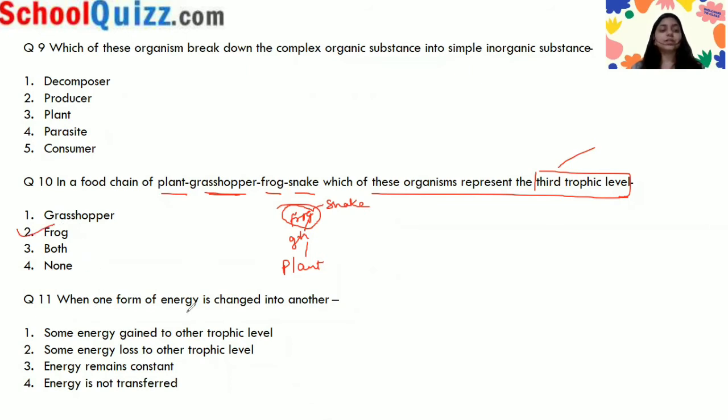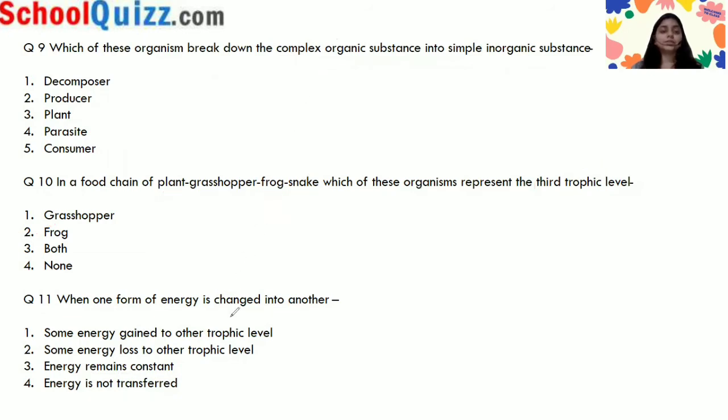When one form of energy is changed into another. Okay. So you have option 1, some energy gained to other trophic level, some energy lost to other trophic level, energy remains constant, and energy is not transferred. So what will be the answer? Just pause the video and think. Yes. So I hope you marked the correct one. And the answer is some energy lost to another trophic level. Remember the law of energy flow.